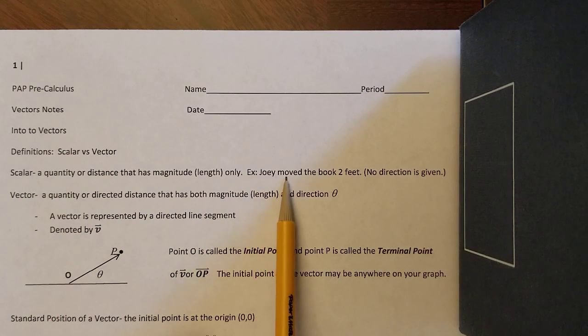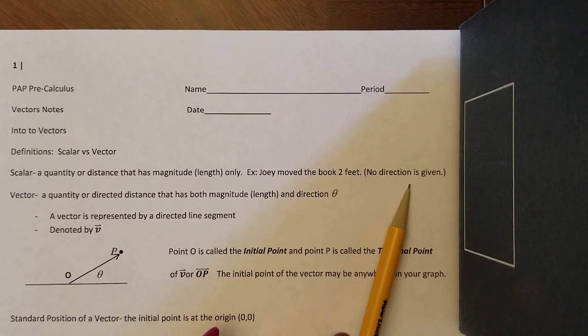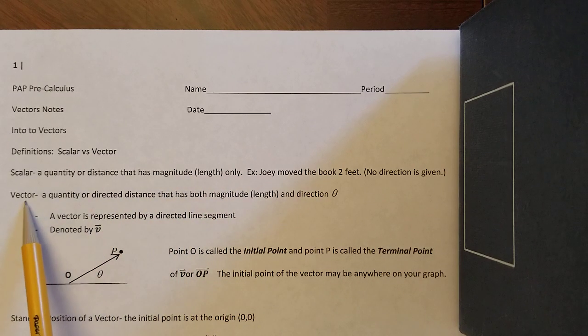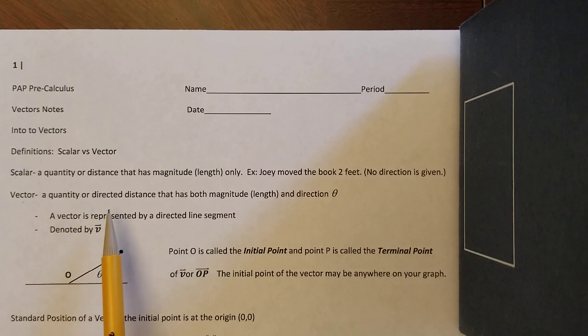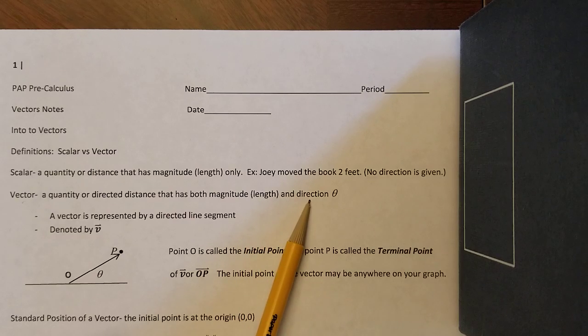For instance, Joey moved the book 2 feet, but it doesn't say what direction, 2 feet to the left, 2 feet to the right. It doesn't say what direction, it just says he moved it 2 feet. Now a vector, on the other hand, will tell you not only the magnitude or the length, but it will also tell you the direction in which the object moves.